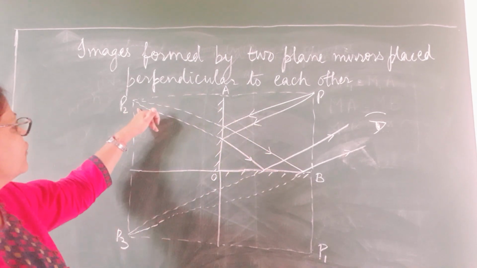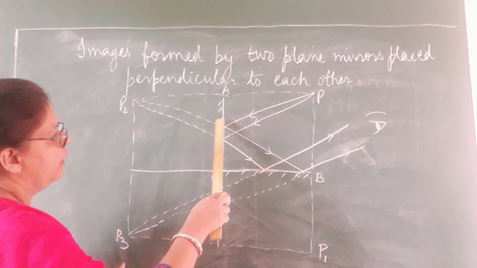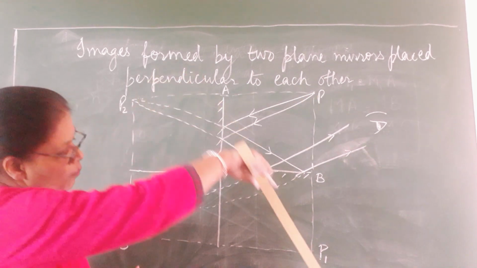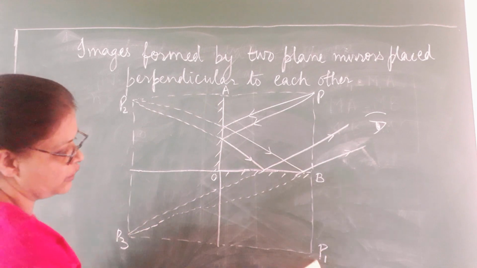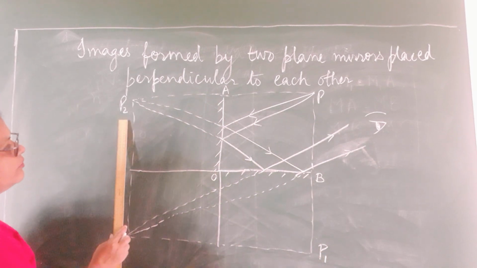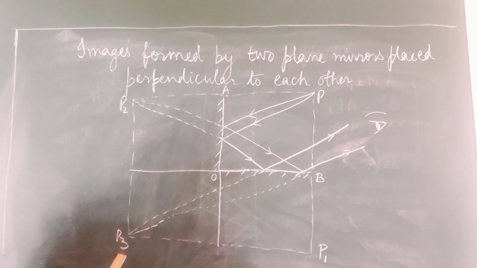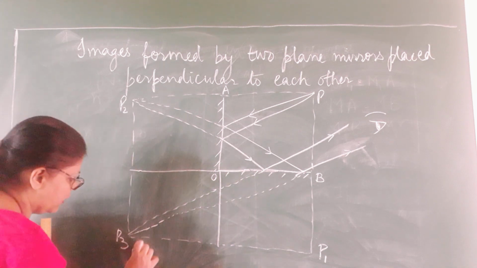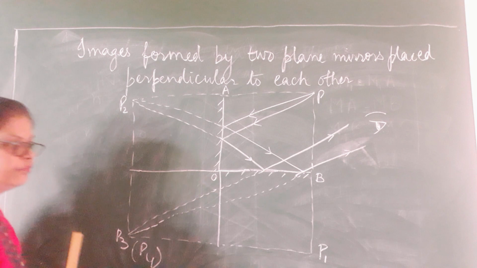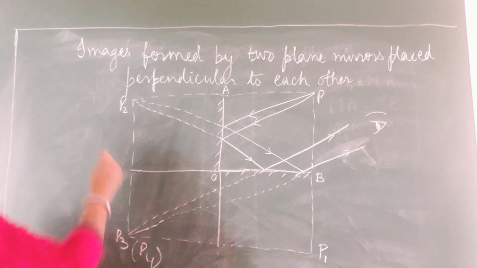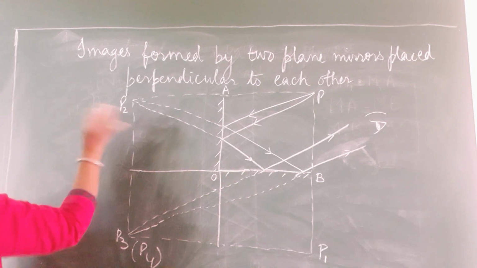The other image is P2, because these two rays meet at this point as they go behind, also extending. So that image is formed at P1. Then there is another image which is formed at P2. There is an image which is formed at P3, and behind on the other side there is an image which is formed at P4.